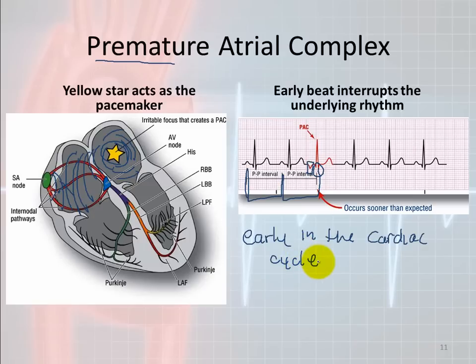Another way that you can identify that this is a PAC is if you look at this P wave right here and look at that P wave right there, you can see that this P wave has a different morphology. All of these other P waves have almost the exact same morphology.